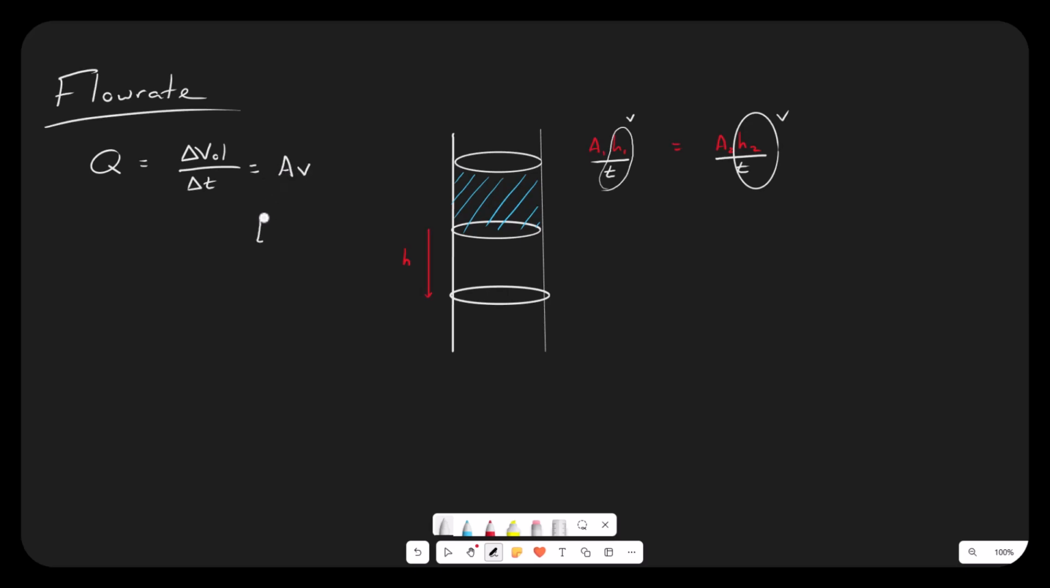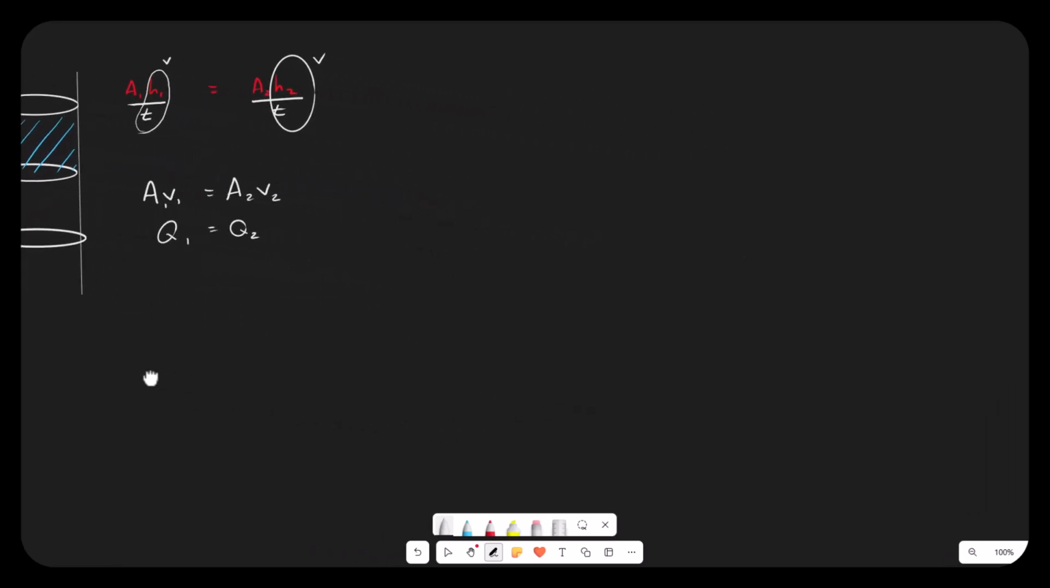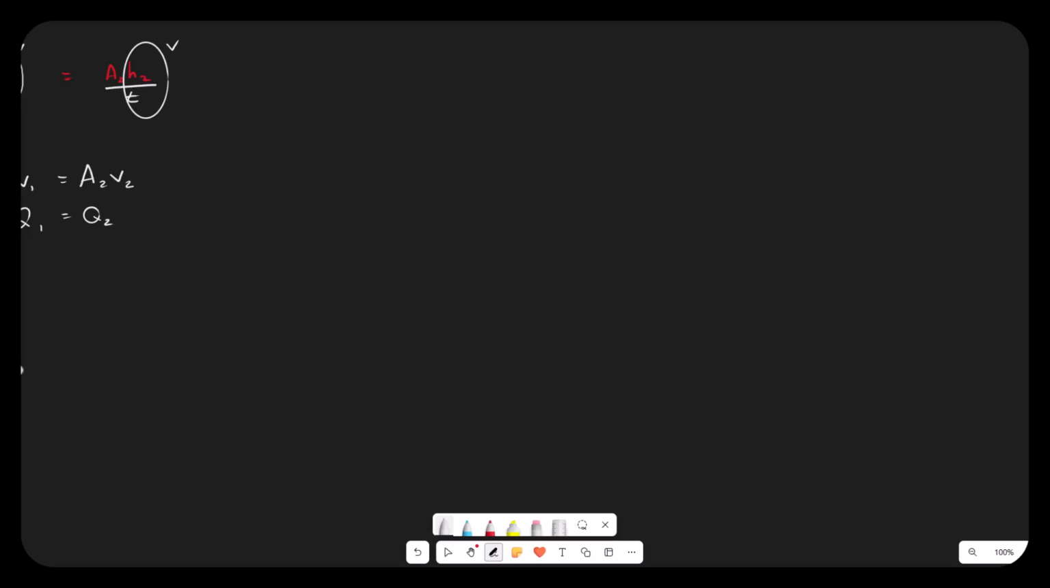Now, area is going to give me units of square meters. Speed's going to give me units of meters per second. So this is going to be a cubic meters per second type of quantity, which we already knew. And what I get is that my flow rate is also a constant quantity. So my A1 times V1 is going to be equal to my A2 times V2. Or if you like, Q1 equals Q2. This one seems like it's really logical, and also kind of seems like, where is this coming from?